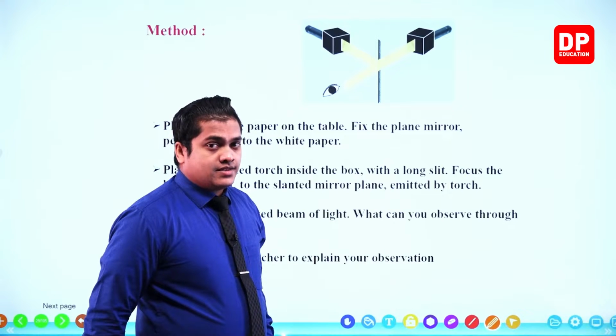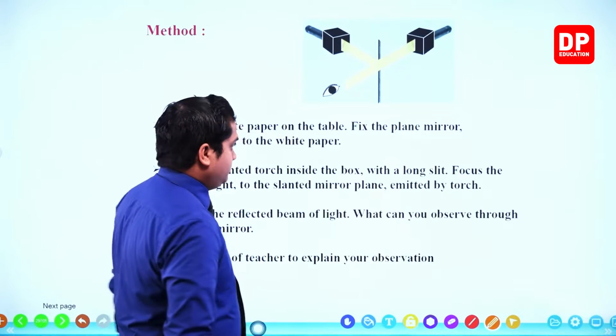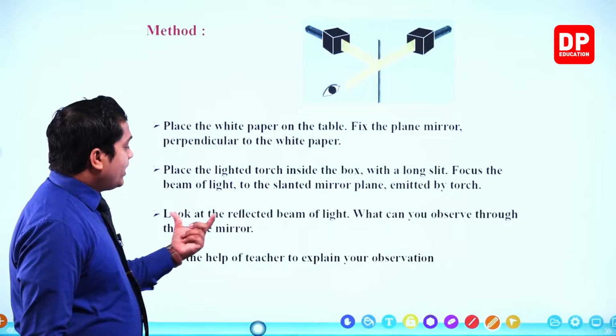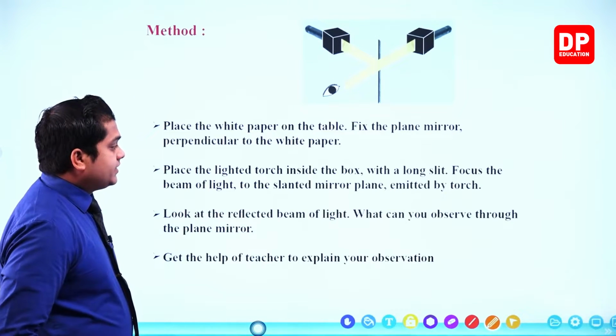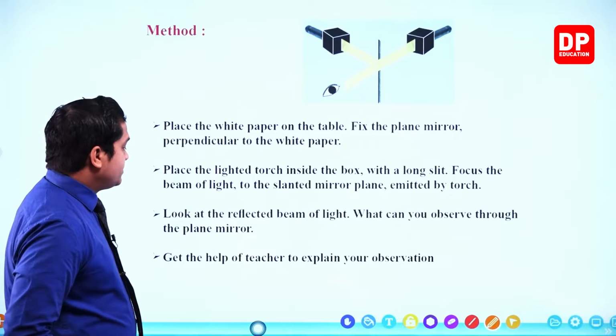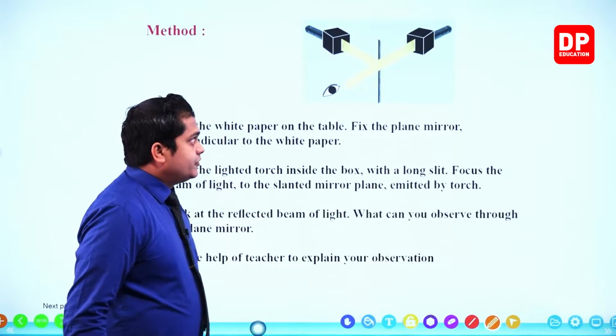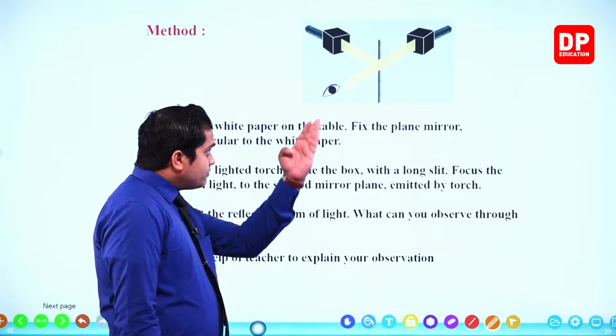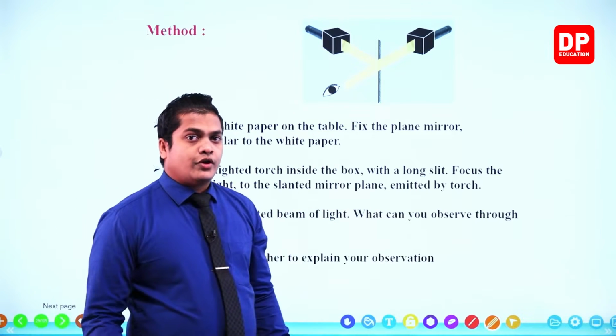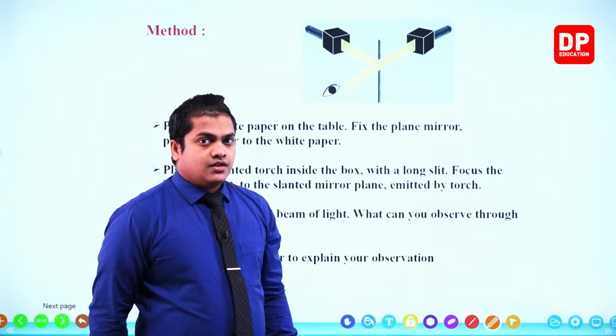Okay, at a certain angle you have to direct it. Now look at the reflected beam of light. What can you observe through the plane mirror? Right, now what you have to do? Like this, you have to observe the mirror. You have to observe the mirror surface.